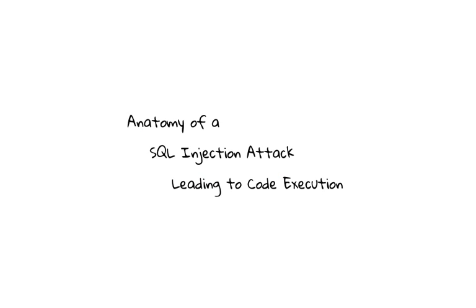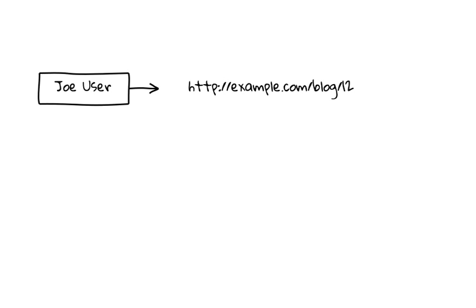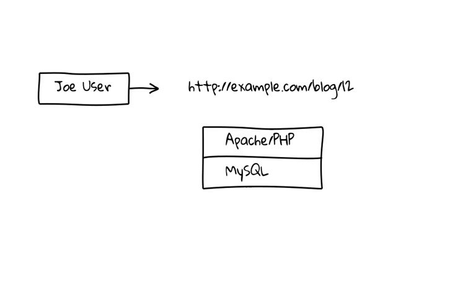Well, I think it's best described through a series of illustrations at a high level. Let's say that we're hosting a blog. Then Joe user comes along and makes a request to our blog. He asks for example.com/blog/12, the 12 being the 12th blog post. You happen to be running an Apache, PHP, and MySQL application stack.